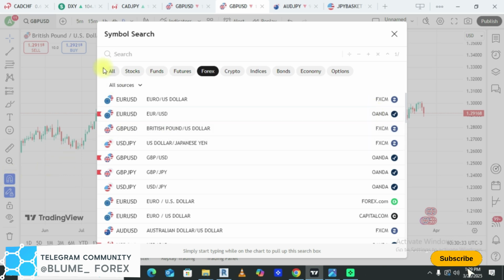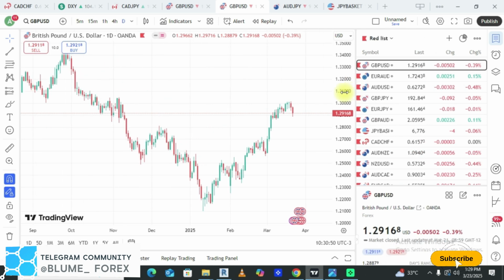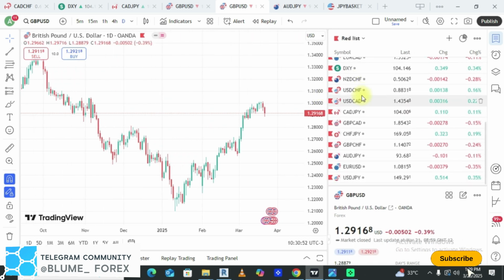You just have to click on the extreme ends here, and then it will be added to your watch list. Once you are done, this is where you are going to access your watch list. So these are currently the pairs on my watch list. I just added USD/JPY.